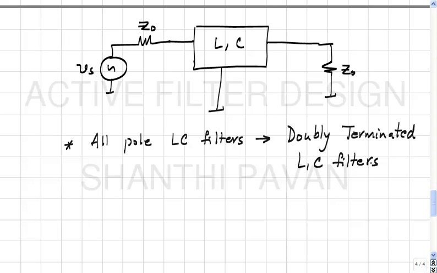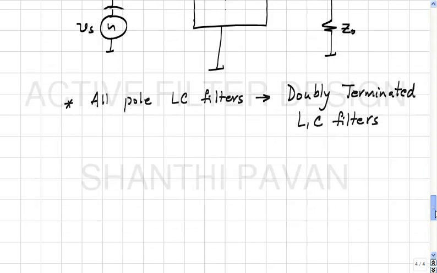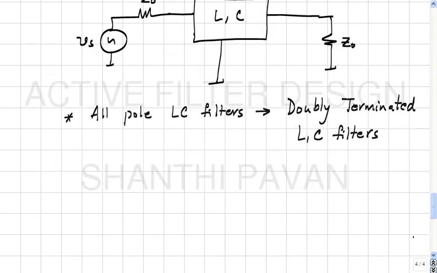What do you think is a reasonable choice for the topology of the LC network inside? If you want to have only poles, you don't want to have finite zeros, what do you think you should do? Well, what I would do is start with the basics. So the first order filter would be this. This is Z naught, this is Z naught. If I want to make it second order, what will I do?